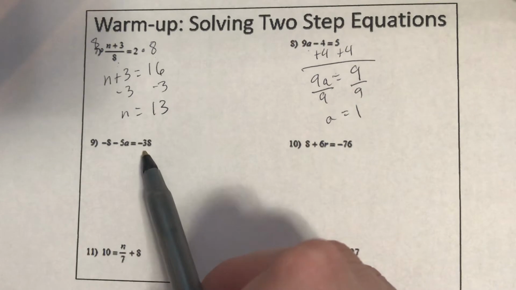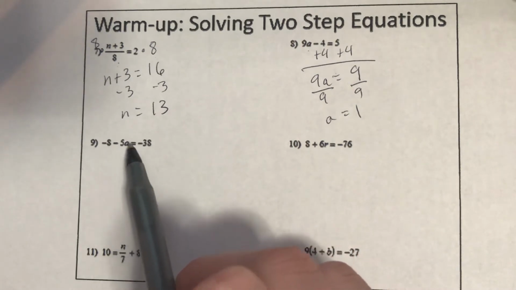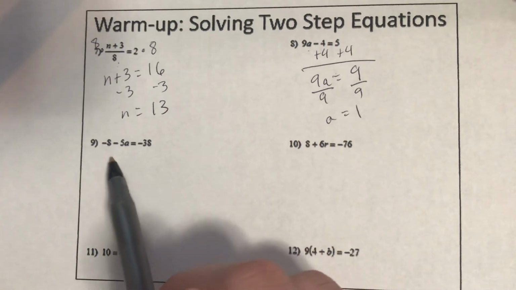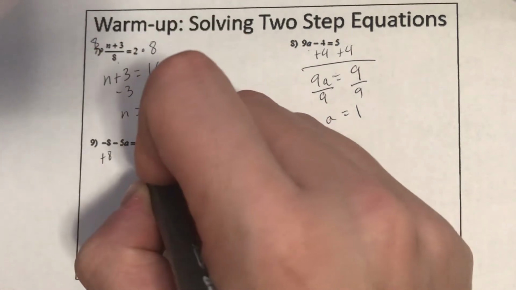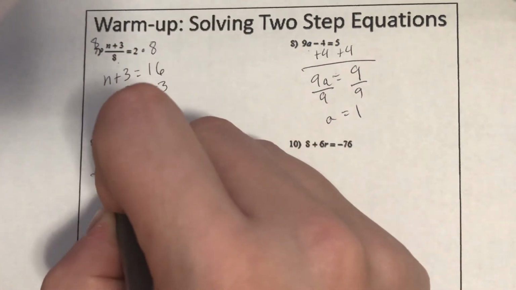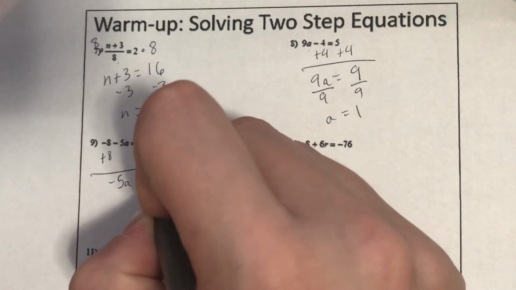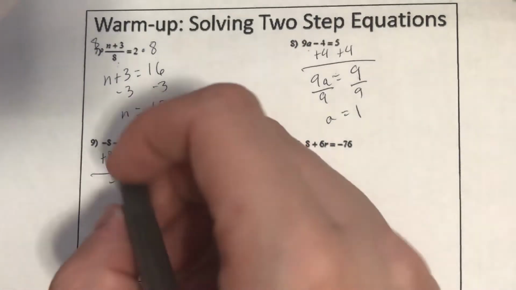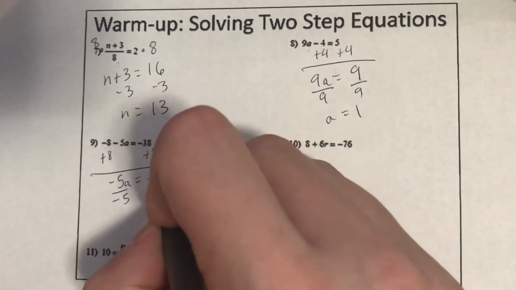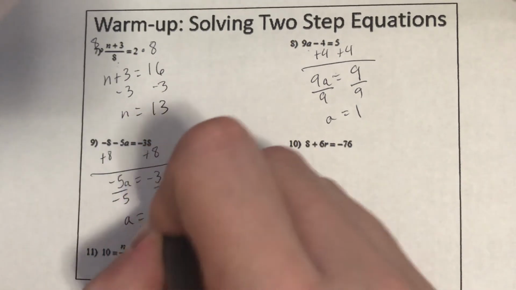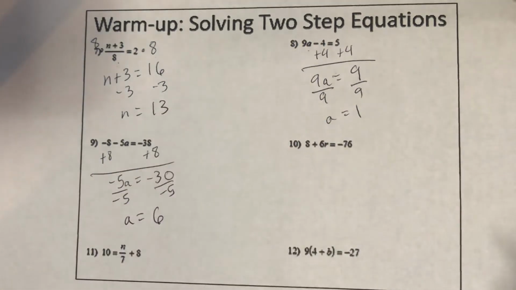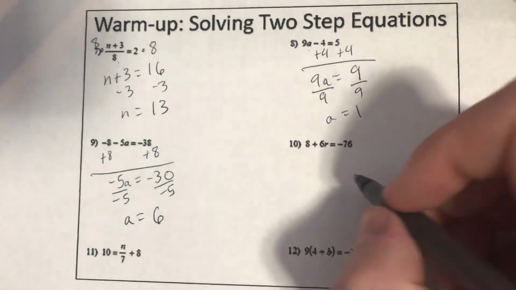All right, then let's go on to this next one. We are subtracting 8. We're trying to get A by itself, so I need to get rid of this 8 first, get rid of the constant. Then we're going to divide or multiply. So first we need to get rid of this 8, so we're going to add it to both sides. We get negative 5A is equal to negative 30. Then we're going to divide by negative 5. And so we'll get A is equal to, since we have a negative divided by a negative, we get a positive 6.